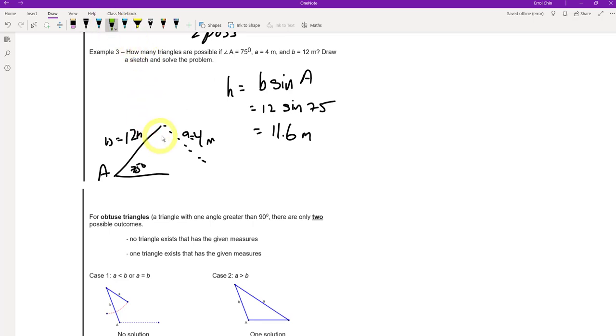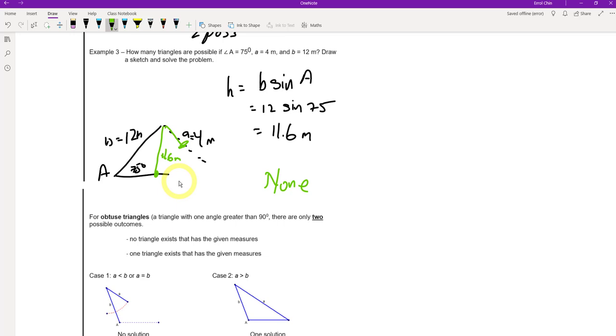Well, if the height is 11.6 meters and this side is 4 meters, well, this door, right, we talk about a door, will it even reach the bottom here? The answer is no. So if it doesn't even reach, how many possible triangles are there? There's none. There are no triangles because this door is super duper short, right? It swivels back and forth and doesn't touch this end of the triangle. So there's absolutely no answers to this one.